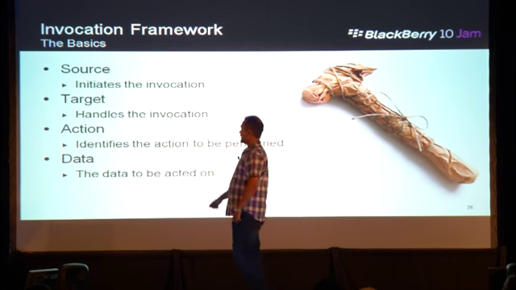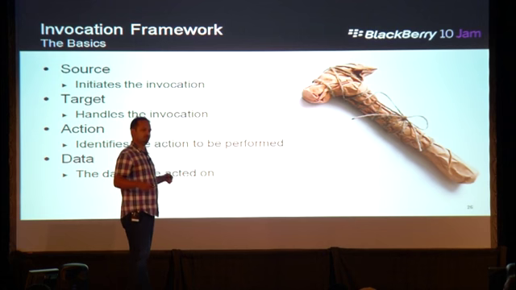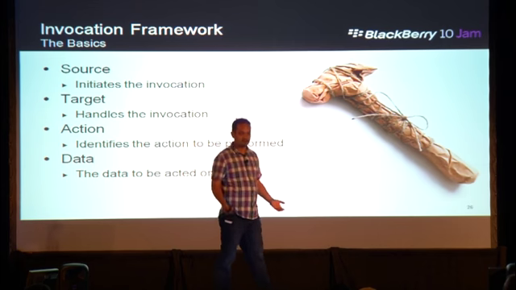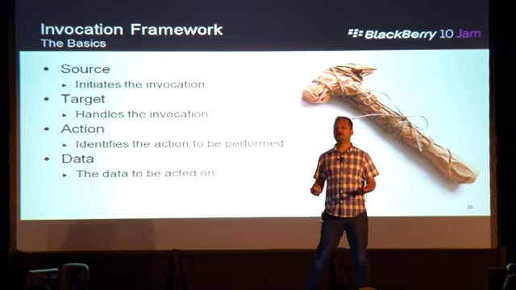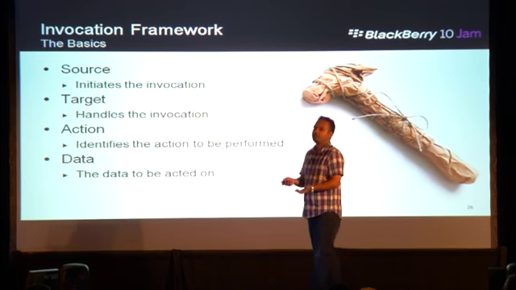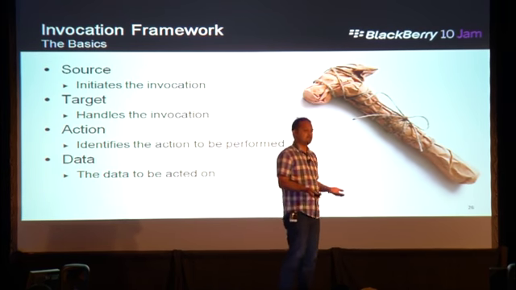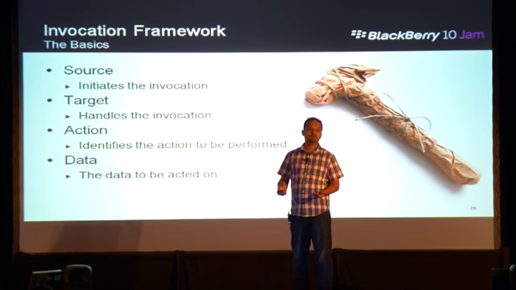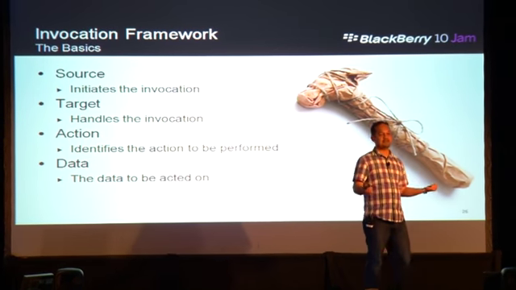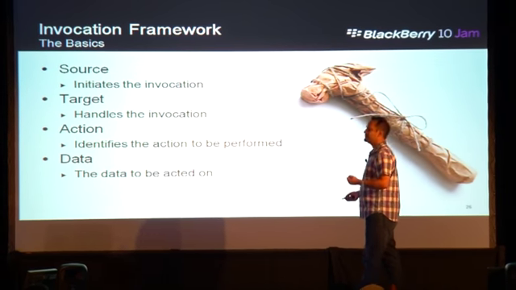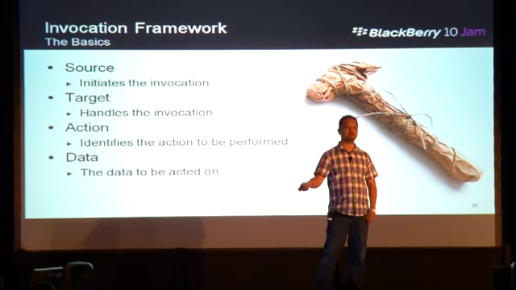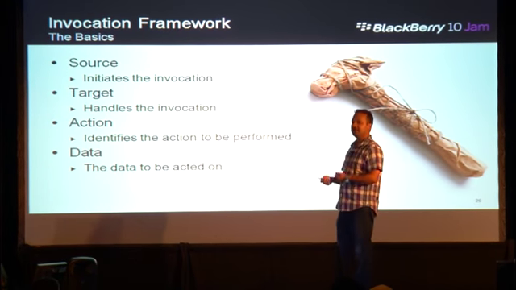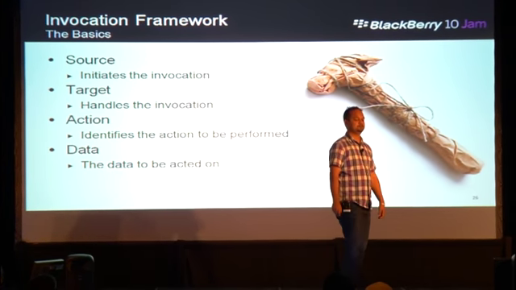So some basics about Invocation Framework. There is a source, which is the client app that invokes. There's a target that gets invoked. There is an action that defines what kind of action needs to be performed. An example of that would be open, or view, or set, or share. And there is associated data with every action. Well, there might be some actions that don't need any data, but usually there will be some data to perform the action on. So in BBM's case, if it opens a doc file, it will send an invocation request with the action open and the data being the doc file itself.